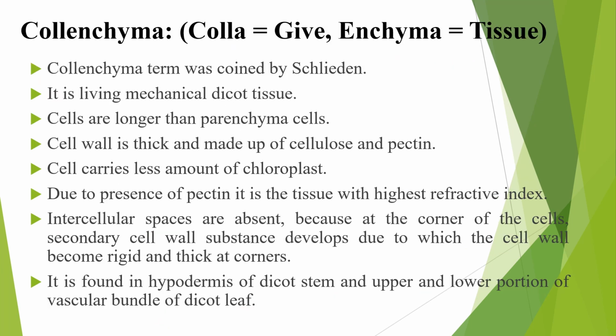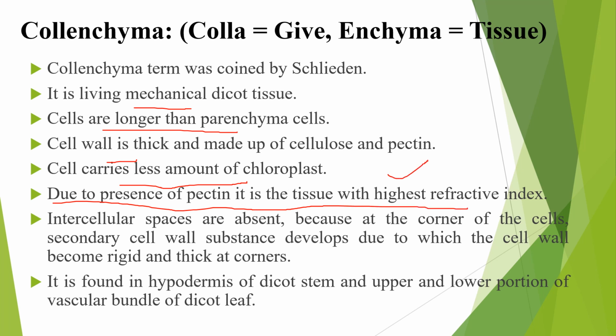Next, collenchyma. The term collenchyma was coined by Schleiden. It is a living mechanical tissue of dicots. Cells are longer than parenchyma cells. The cell wall is thick and made up of cellulose and pectin. The cell carries a small amount of chloroplast. Due to the presence of pectin, it is the tissue with the highest refractive index. So they have pectin.